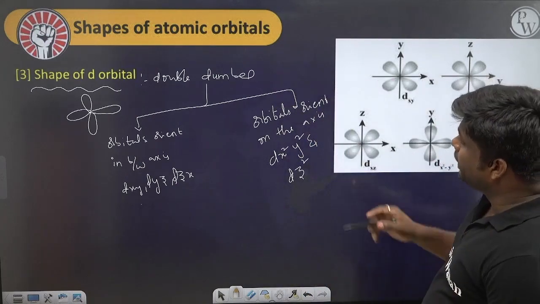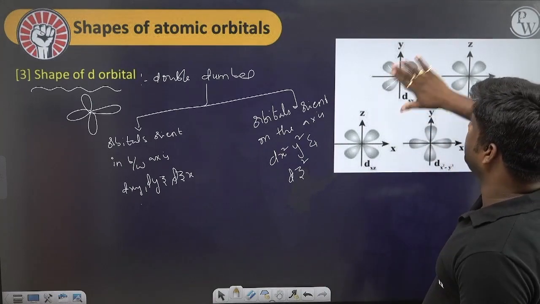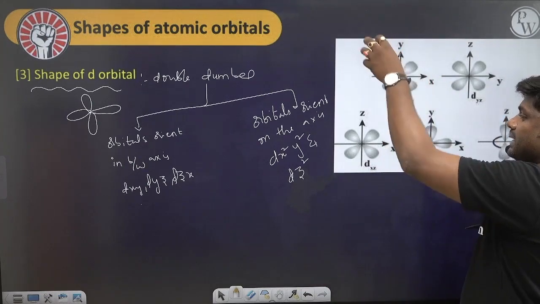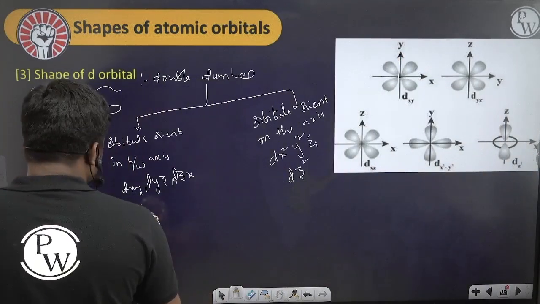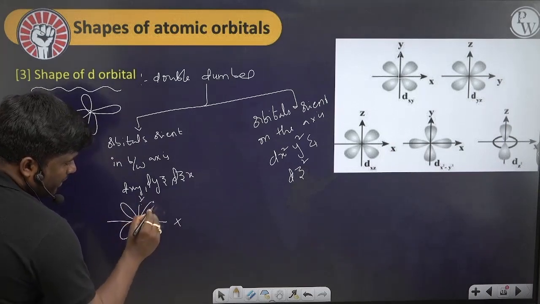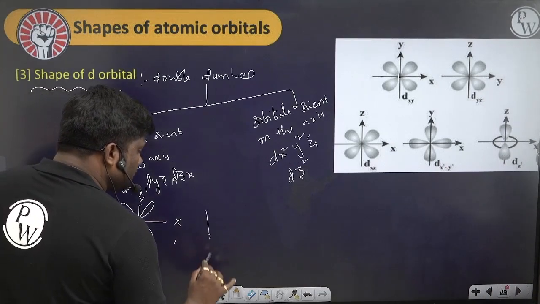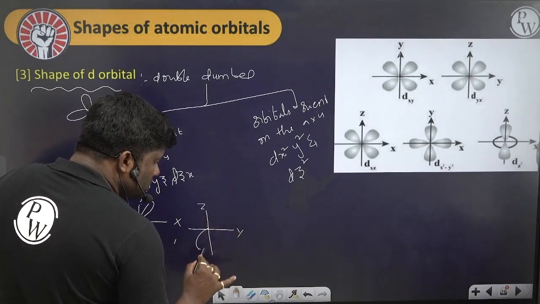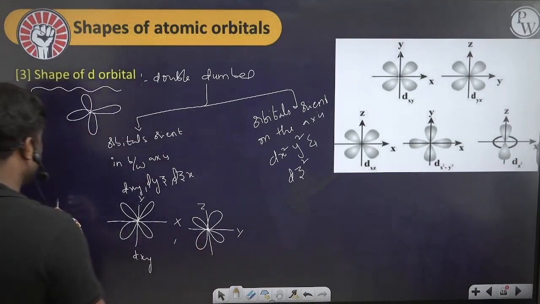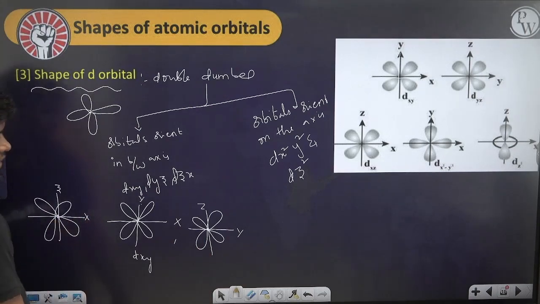Orbitals that orient in between axes: dxy means they are present in between the x-axis and y-axis. This is the x-axis, this is the y-axis. They are present in between x and y. And dyz means they are present in between the y axis and z axis. And dzx means they are present in between the z axis and x axis, like this.